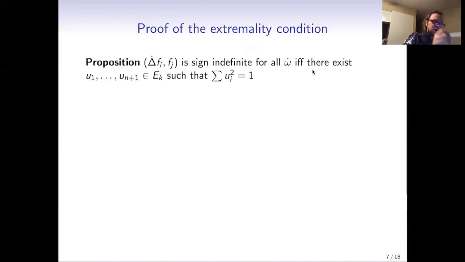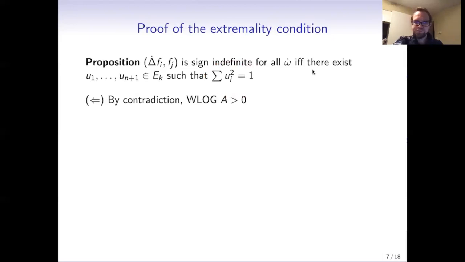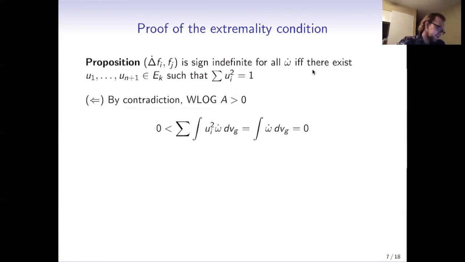This is sign indefinite for all perturbations if and only if there exists a collection of functions whose squares sum up to 1. I'm going to give you the proof in one direction, so you see why this is the condition. If you have a collection such that the sum of squares is 1, let's see that that's good enough for us. By contradiction, suppose it is sign definite, for example positive. So it's positive definite.